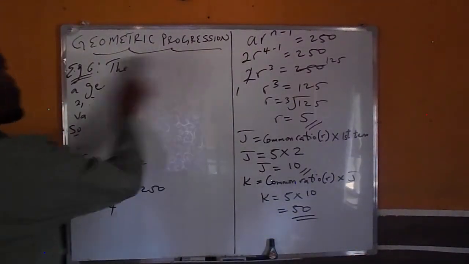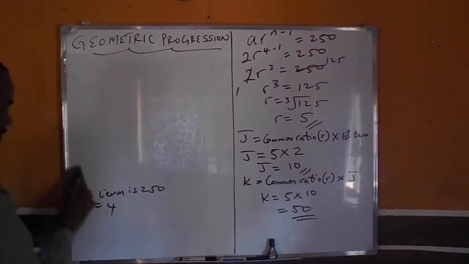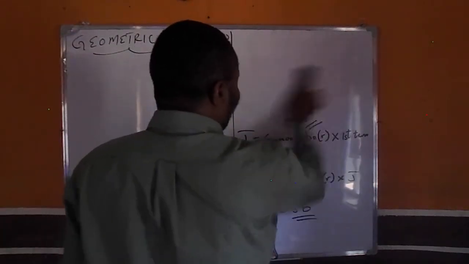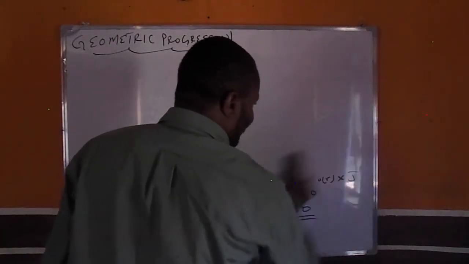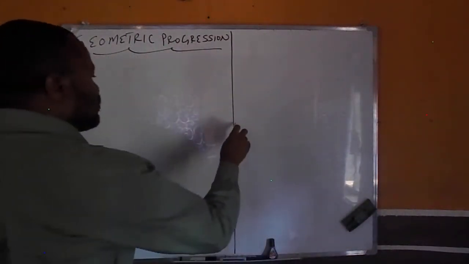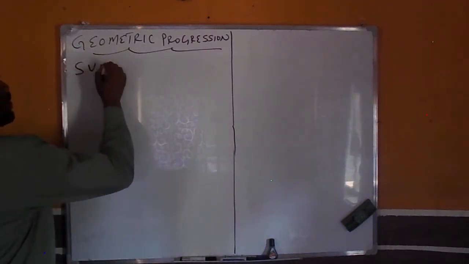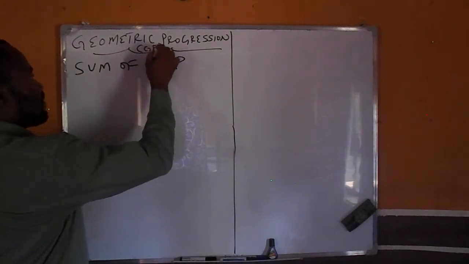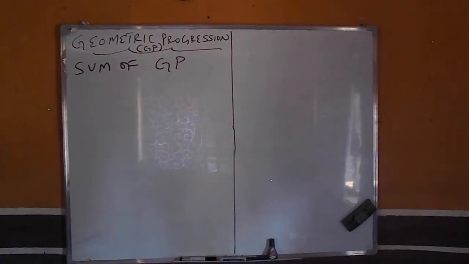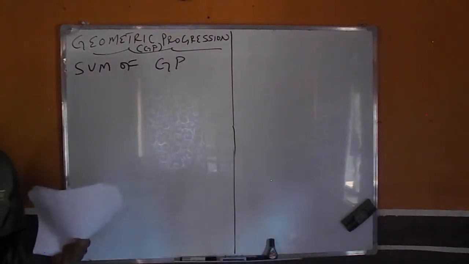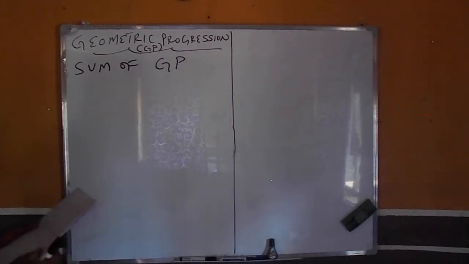Now let's go to sum of GP. We now move to sum of geometric progression, which is GP. In sum of geometric progression, we have two formulas we normally use. What determines this is our R, which is the common ratio.